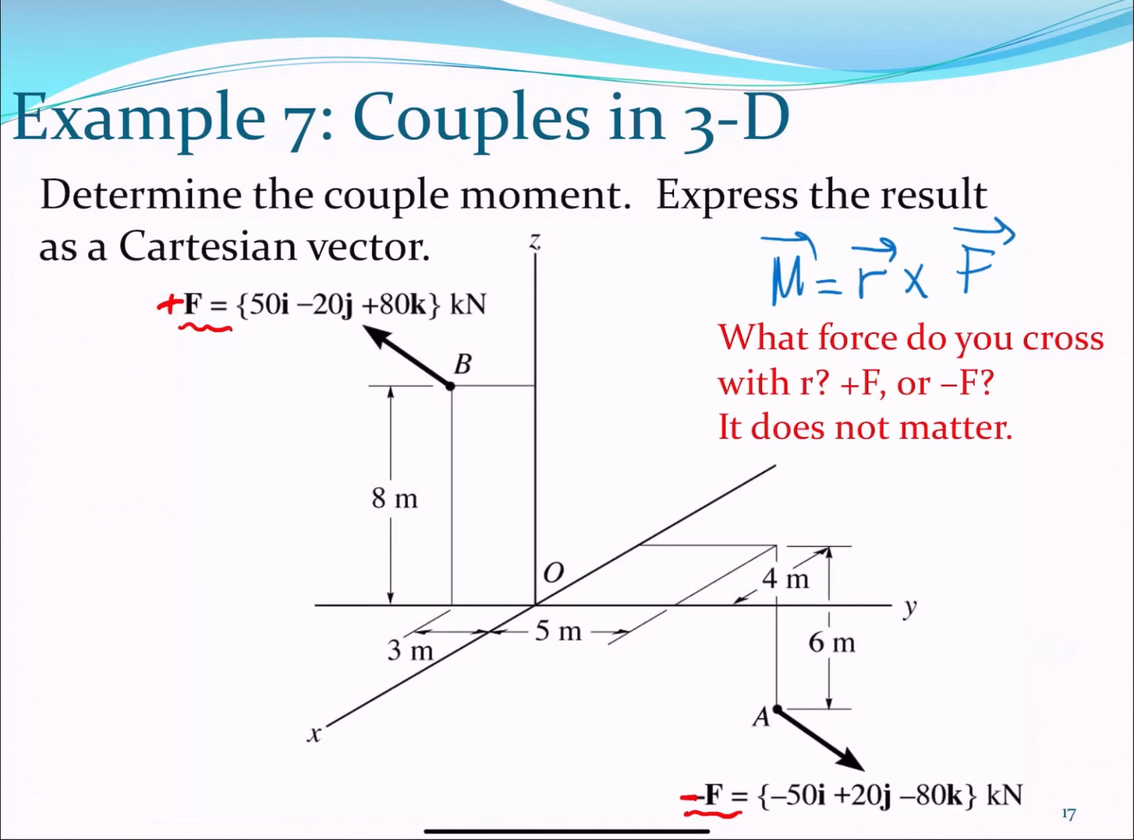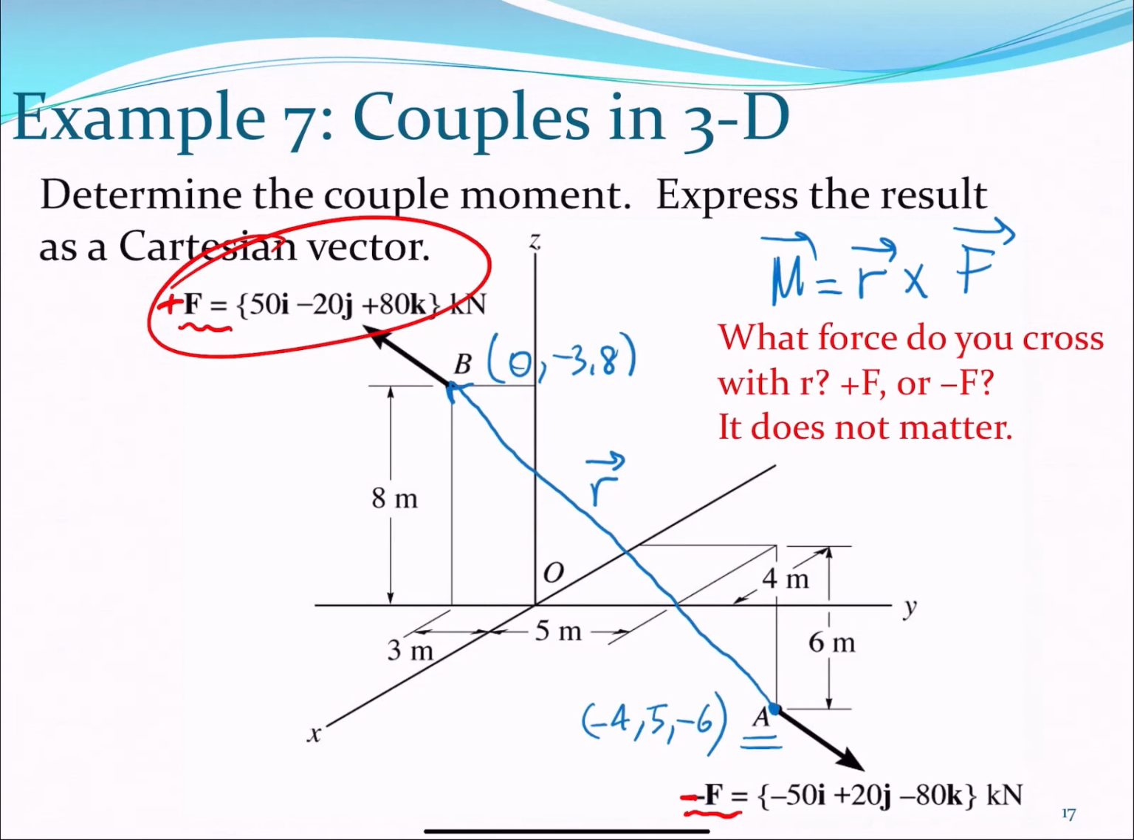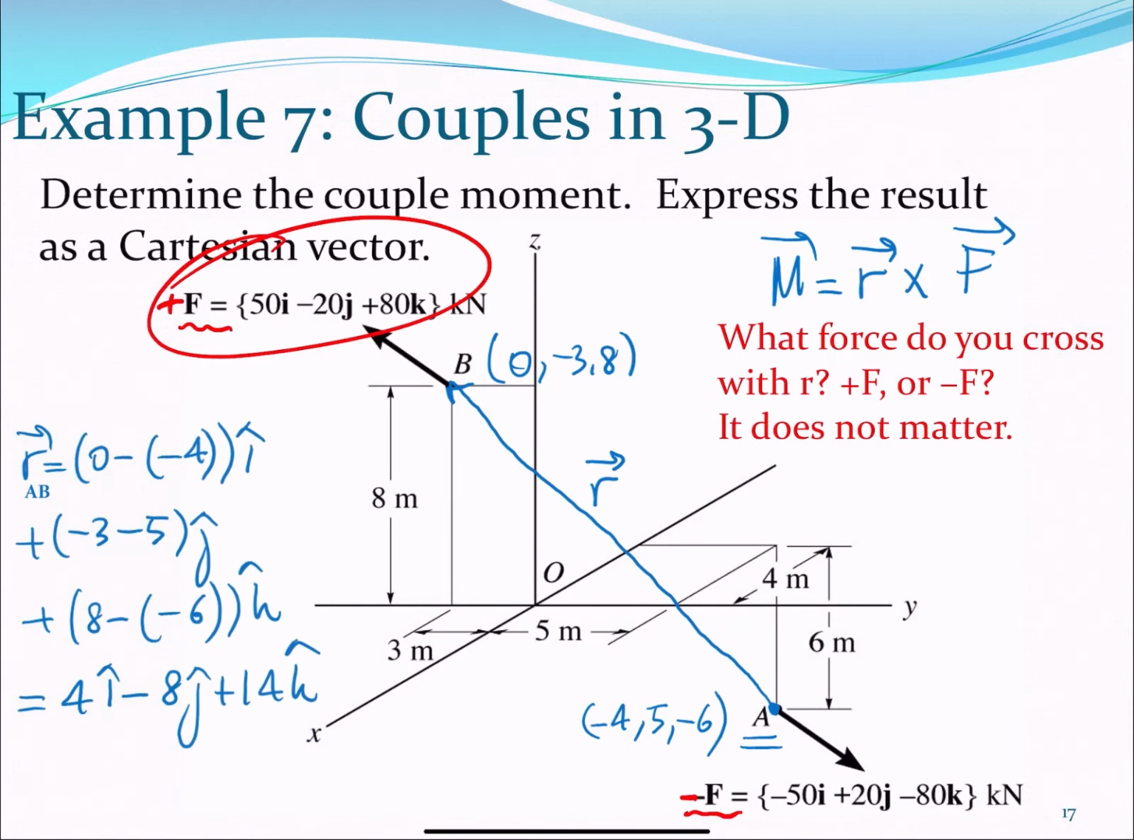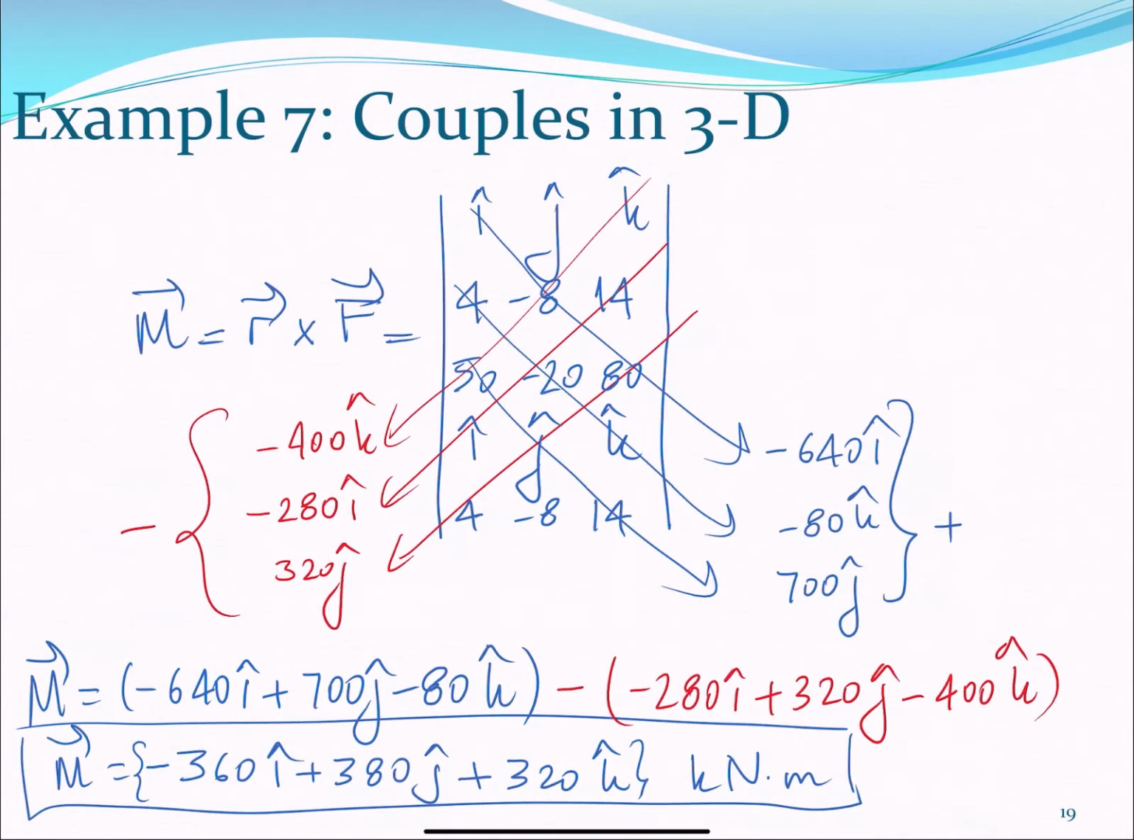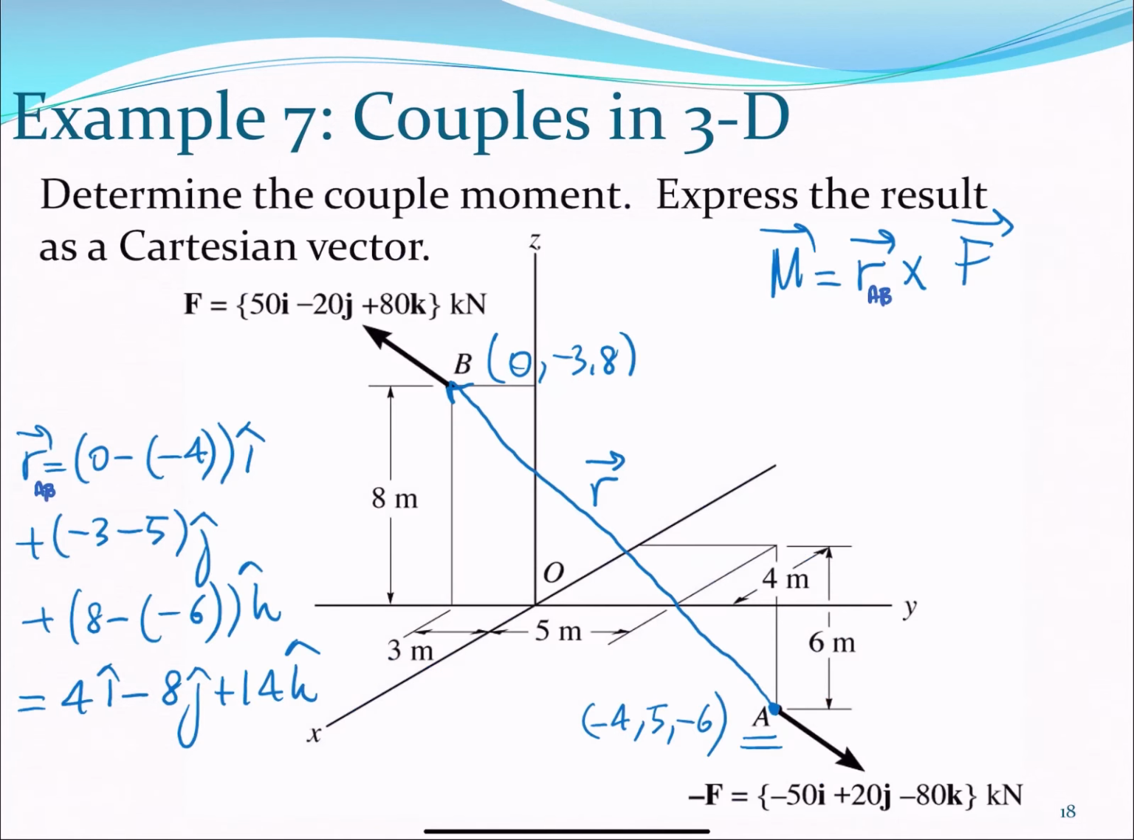Let's assume you want to use plus F, right? So this you want to cross with that force vector, which means that you have to define your position vector from A to B, right? You have to define your position vector from A to B, so you can use the force vector over there, right? So position vector A to B is the coordinates of B, which are here, minus the coordinates of A, right? And we obtain a position vector A to B, right? So this is the position vector A to B, which we can cross with vector F.